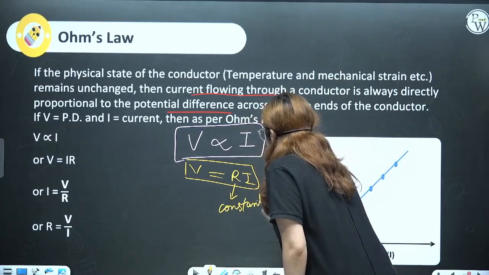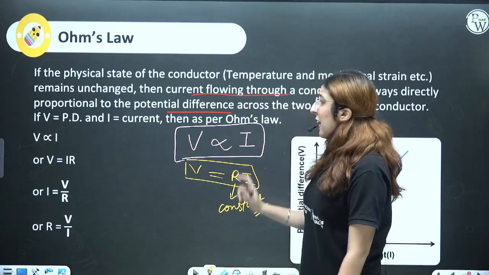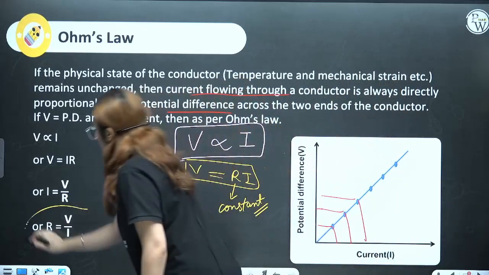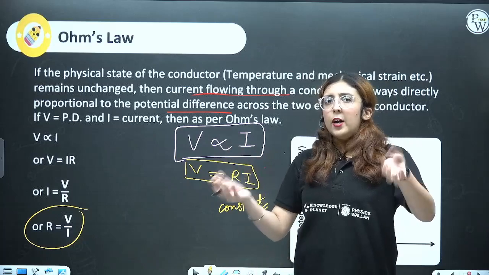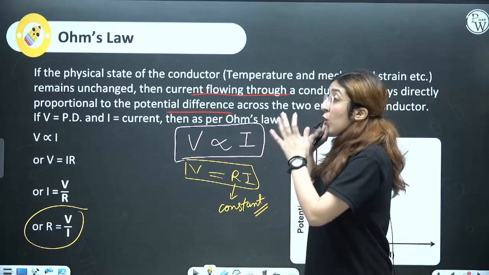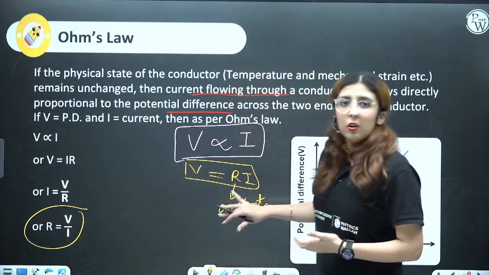Resistance is nothing but the ratio of potential difference by current. If you have potential difference and you have current, you can talk about the resistance. I will talk about resistance in depth also. Right now, for Ohm's law, it is certainly just a constant being introduced.